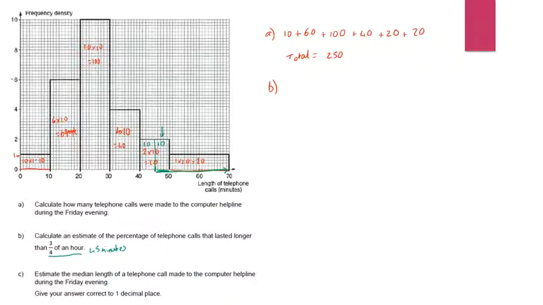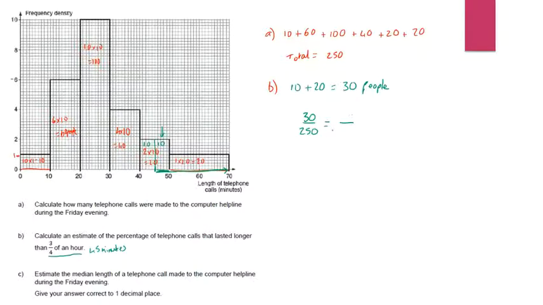So we split that equally into 2. So it's going to be the 10 plus 20. That would tell me that there were 30 people whose telephone calls lasted longer than 45 minutes, 3/4 of an hour. So 30 people. We're being asked to estimate that as a percentage. From the first part, we know that in total there were 250 calls made.